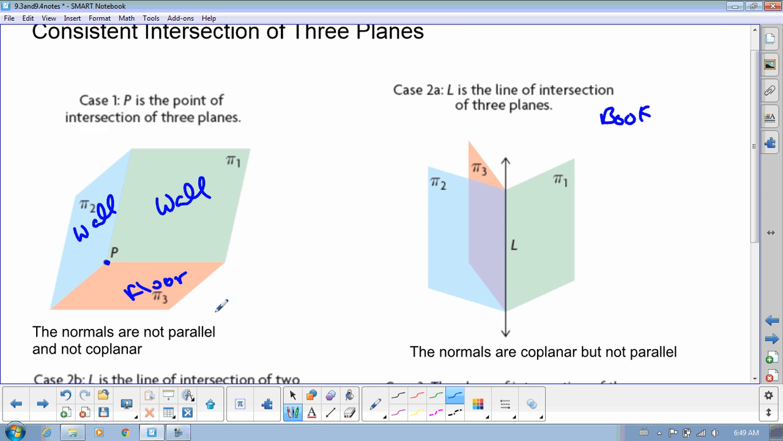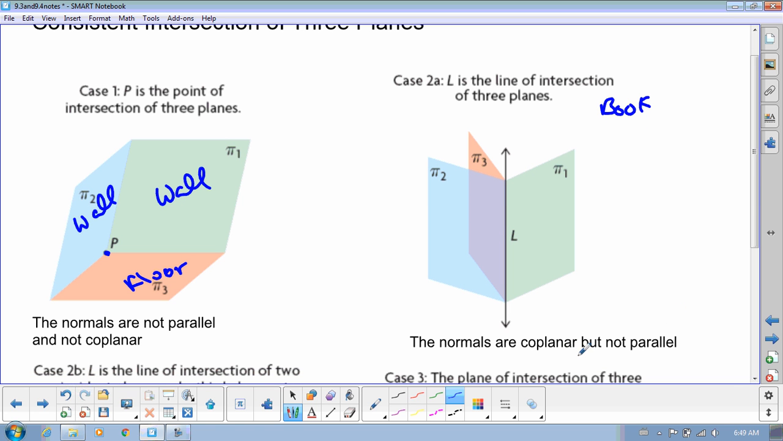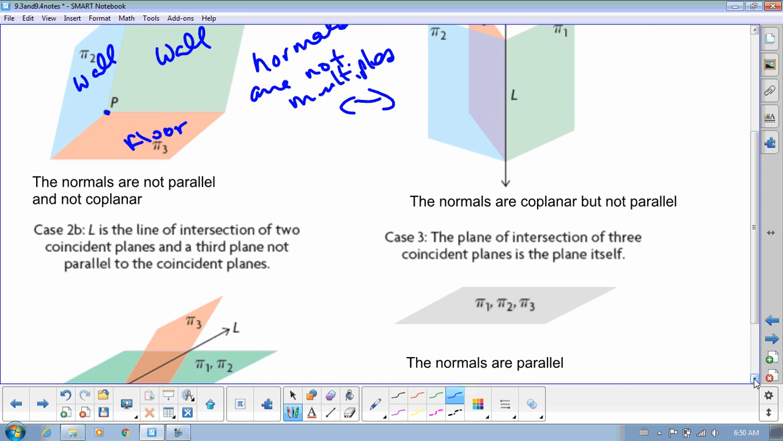So in the first scenario, the normals, they're not parallel and they're not coplanar. So that means the normals are all different. They're not multiples of each other. Same thing over here. So the normals, it says they're coplanar. That means that they will represent a plane. They'll all lie in the same plane. However, they're not going to be the same in the expression when we are given the equations. So normals are not multiples. And that's true for both of these scenarios. So these are considered consistent solutions because a unique solution exists, or a solution exists, I should say.